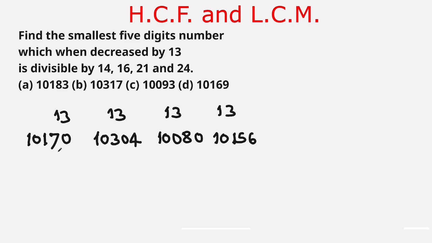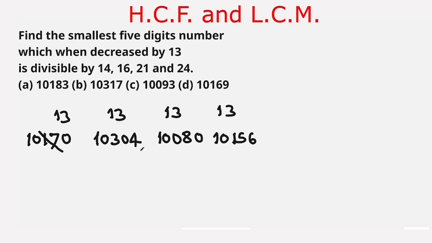As the last two digits of option A is not divisible by 4, so option A cannot be our answer. Option B, the last two digits are divisible by 4, so B can be our answer. The last two digits of option C is divisible by 4, so option C can be our answer. Option D, the last two digits 56 is divisible by 4, so option D may be our answer. So option A cannot be our answer. Now we have eliminated one option.